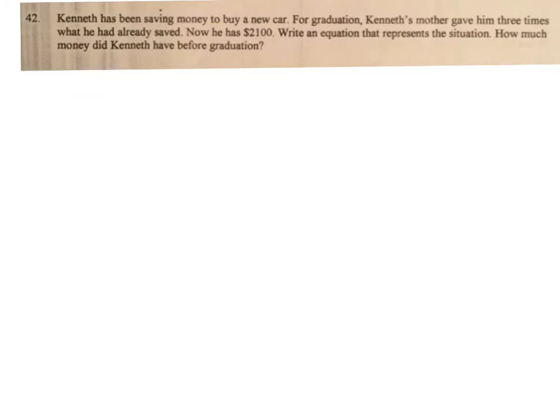Okay, on 42, basically, Kenneth's mother gave him 3 times the amount of money that he already has. Well, if Kenneth has this amount of money, his mother gave him 3 times that. Now, be careful. Here's Kenneth's money, here's what his mom gave him, and when you add it together, he now has $2,100.